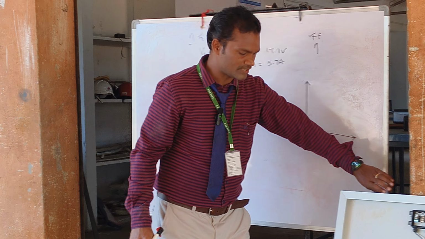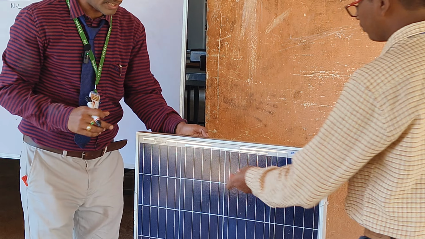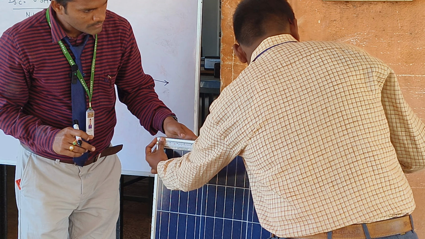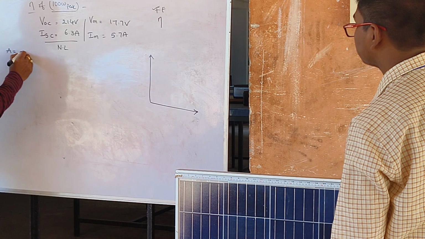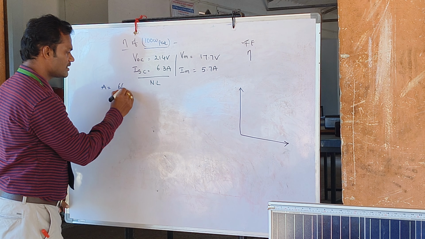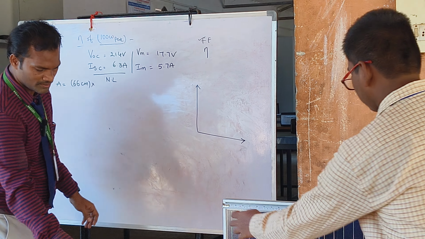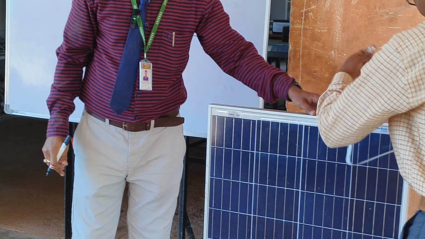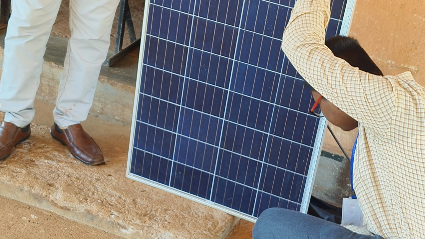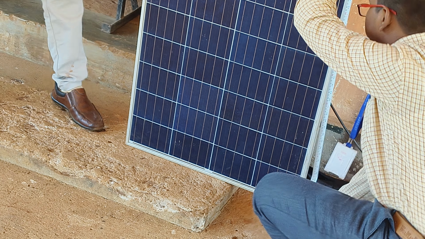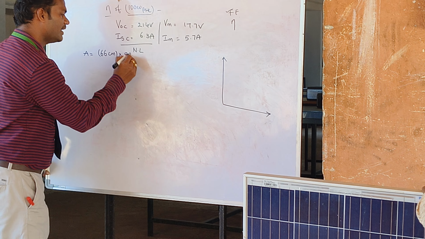What is the area occupied by the solar panel? Now you see, take a tape or scale and measure the length and width. Everyone write down the length of the solar panel. Around 66. So the length is how much? 66 centimeters, multiplied with the width. You see the panel, we are going to measure the width of the panel. Around 98 centimeters.